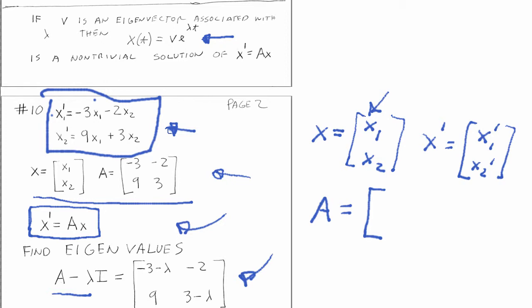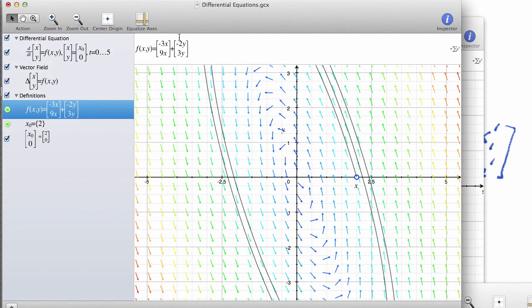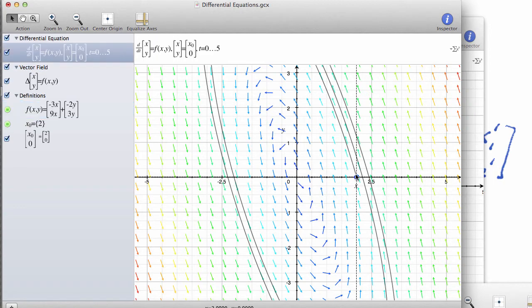Well, when we go inside of our grapher, that's represented as minus 3x, then minus 2y, and then the y component is 9x plus 3y. So what you're looking at here is the field. These vectors are from Calc 3. You're looking at the gradient of the vector field. You can construct that. And what you're seeing here is an orbit of a point right here.